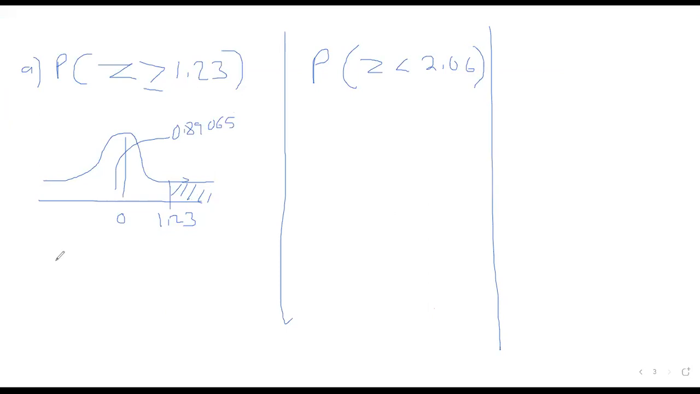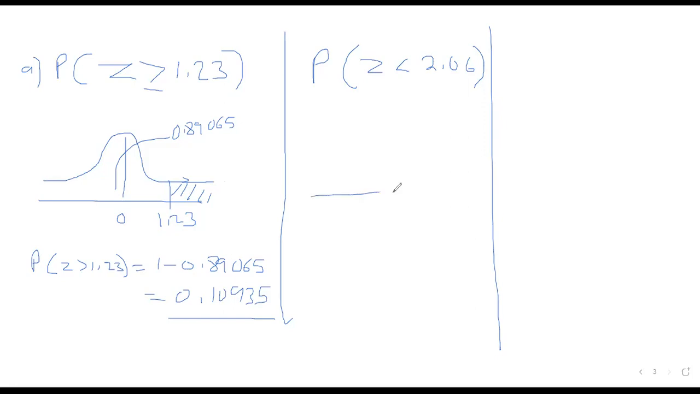To find this small reading here, we're simply going to say Z greater than 1.23 will be 1 minus 0.89065. So here we have 0.10935. This is what it means: if the reading from here to here is 80%, how do you find the remainder? We subtract from 1, or 100 minus 80.